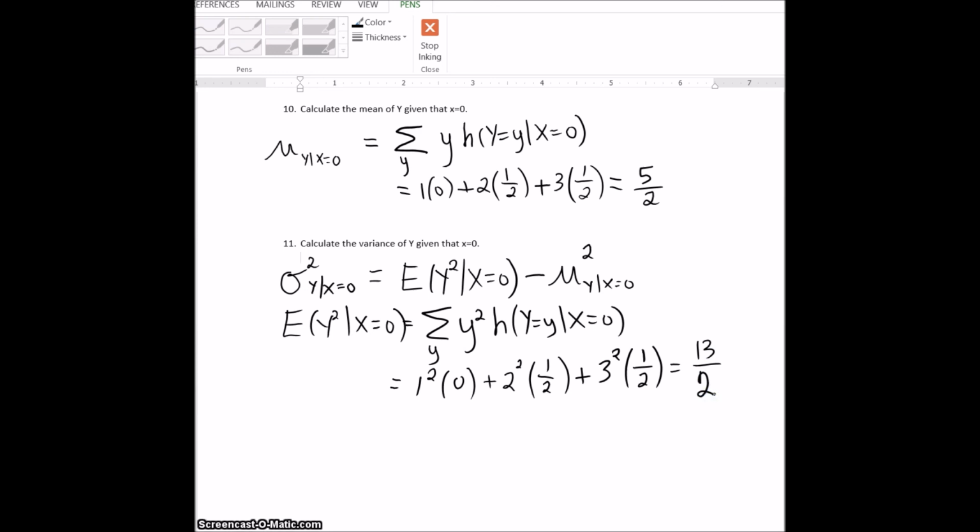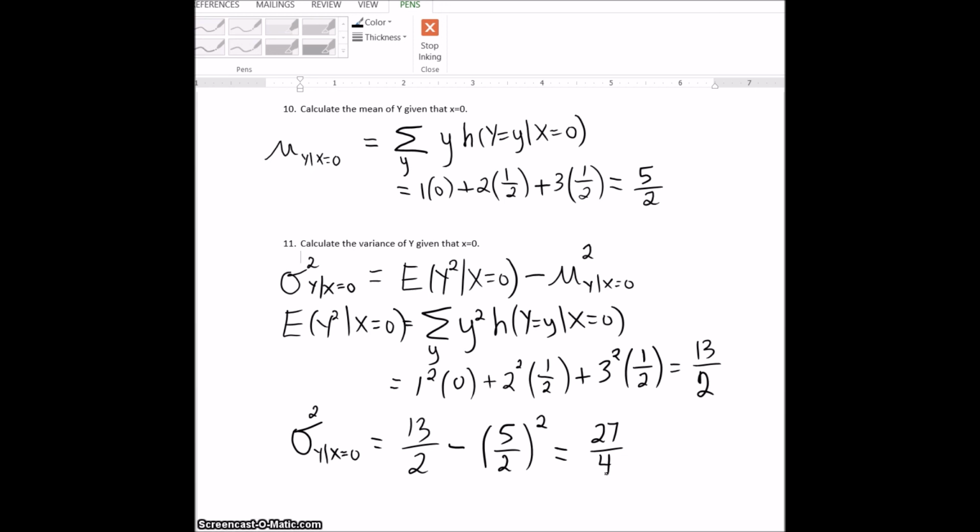So now to find this conditional variance, I take this expected value of y squared that I found, 13/2, and I subtract off the mean of y given that x is equal to 0 squared, 5/2 squared, which gives me 27/4. And there's my variance of y given that x is equal to 0.